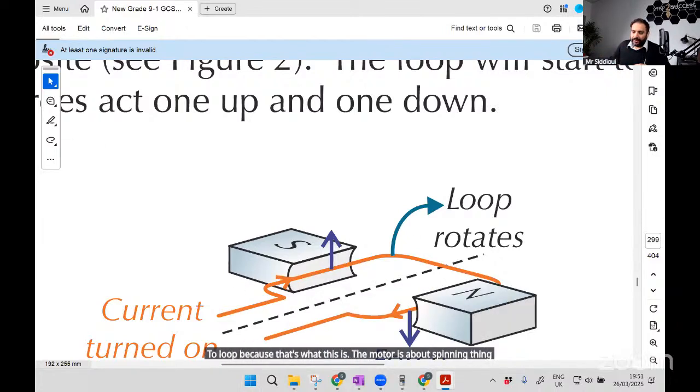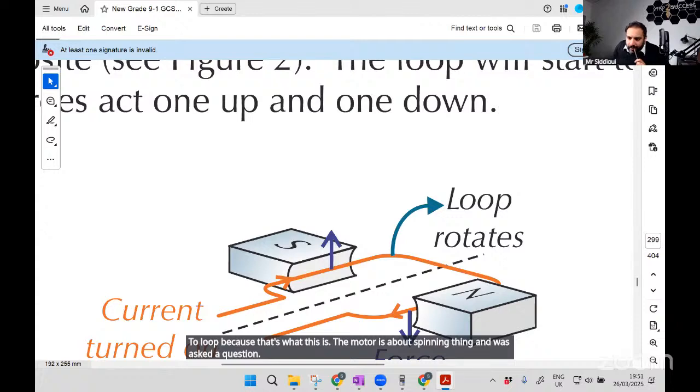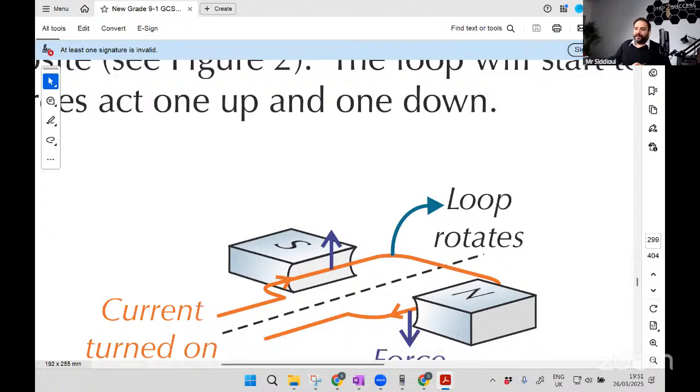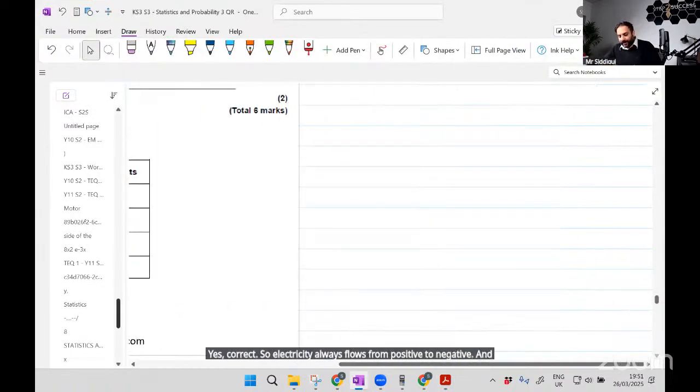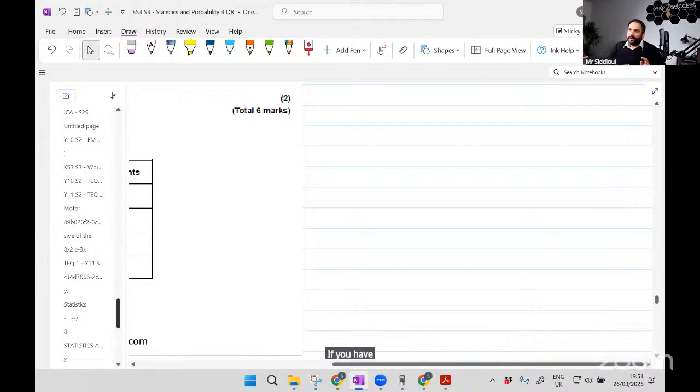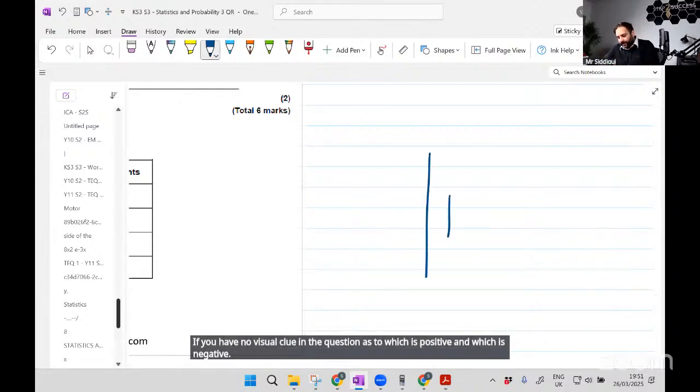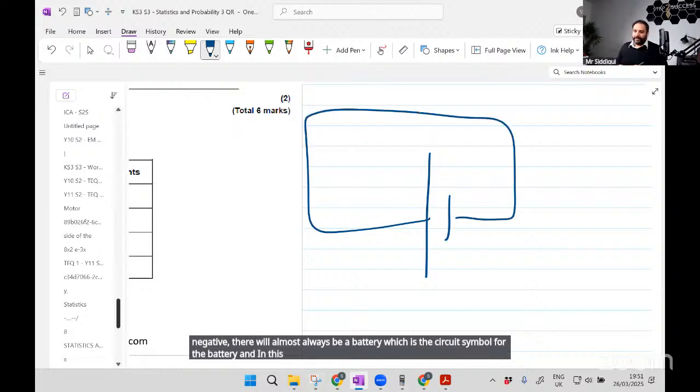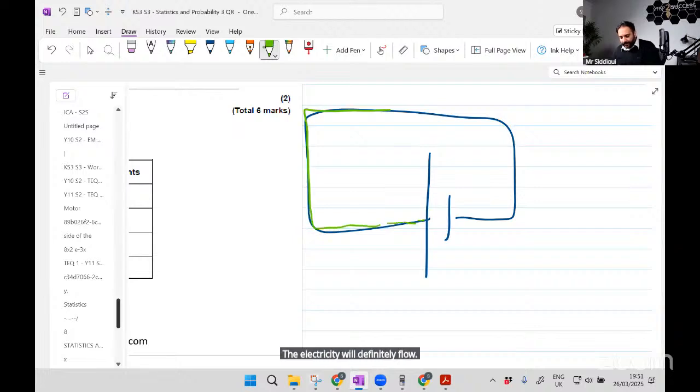Someone's asked a question. Yes, plus to minus. Yes, correct. So electricity always flows from positive to negative. And just on that note, if you have no visual clue in the question as to which is positive and which is negative, there will almost always be a battery, which is the circuit symbol for the battery. And in this circuit, if that is a circuit with nothing in it, the electricity will definitely flow this way around because the big line represents the positive terminal, the little line represents the negative one.